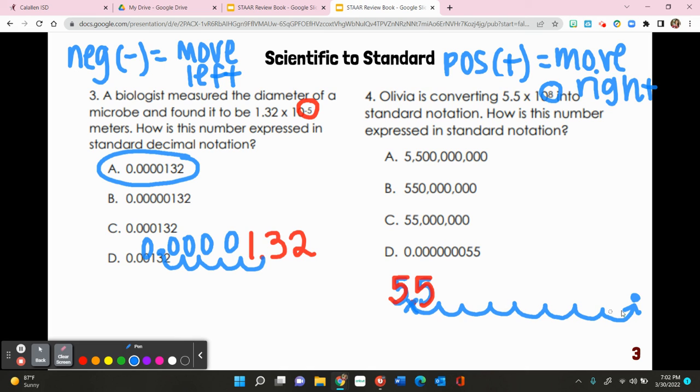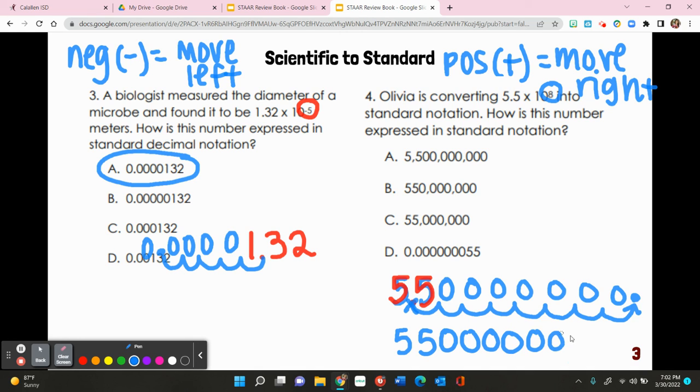Now what goes here are zeros. So when I rewrite this number, I have 5, 5, and then 1, 2, 3, 4, 5, 6, 7 zeros. And then we want to place our commas, every 3 numbers starting from the right. So this is 1, 2, 3, comma, 1, 2, 3, comma, and then 1, 2, 3. So here, my number turns out to be 550 million.